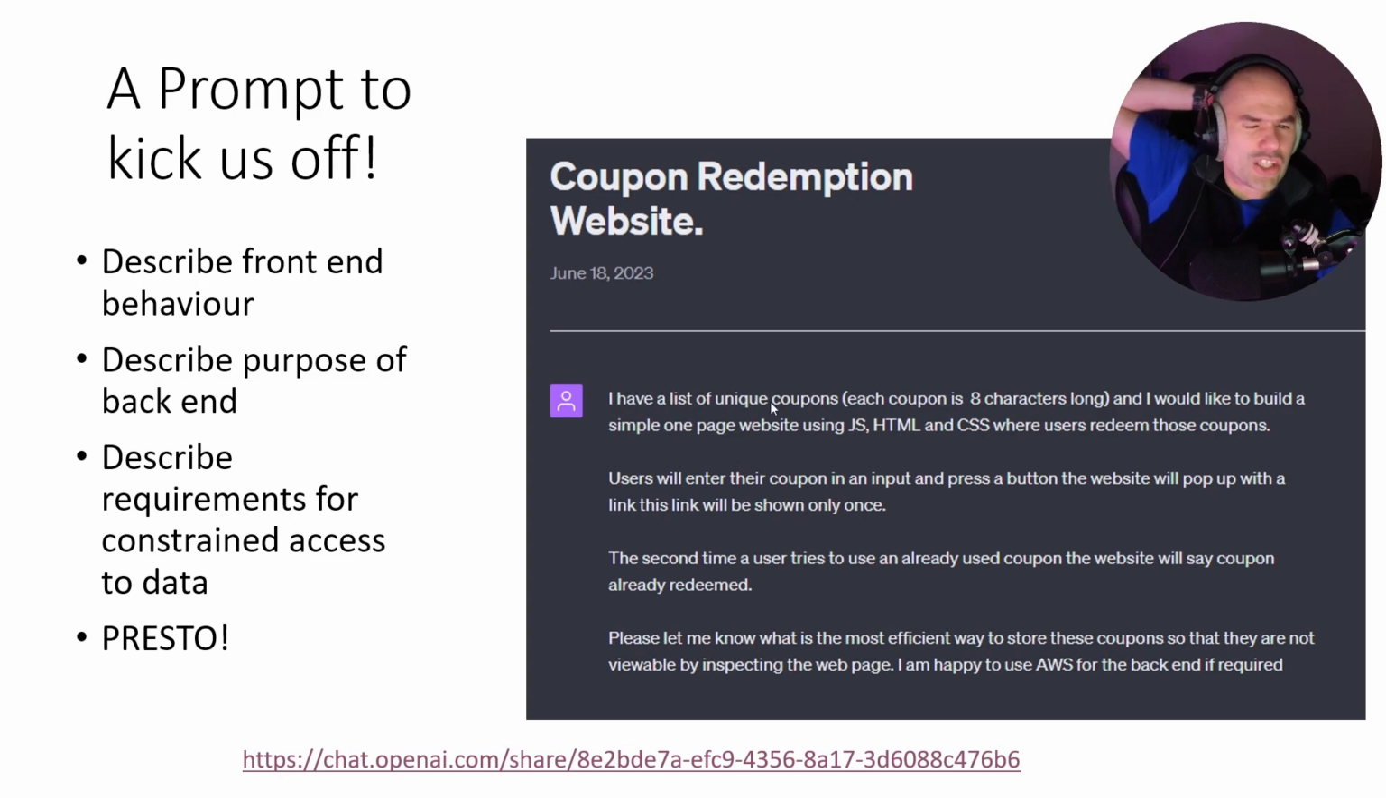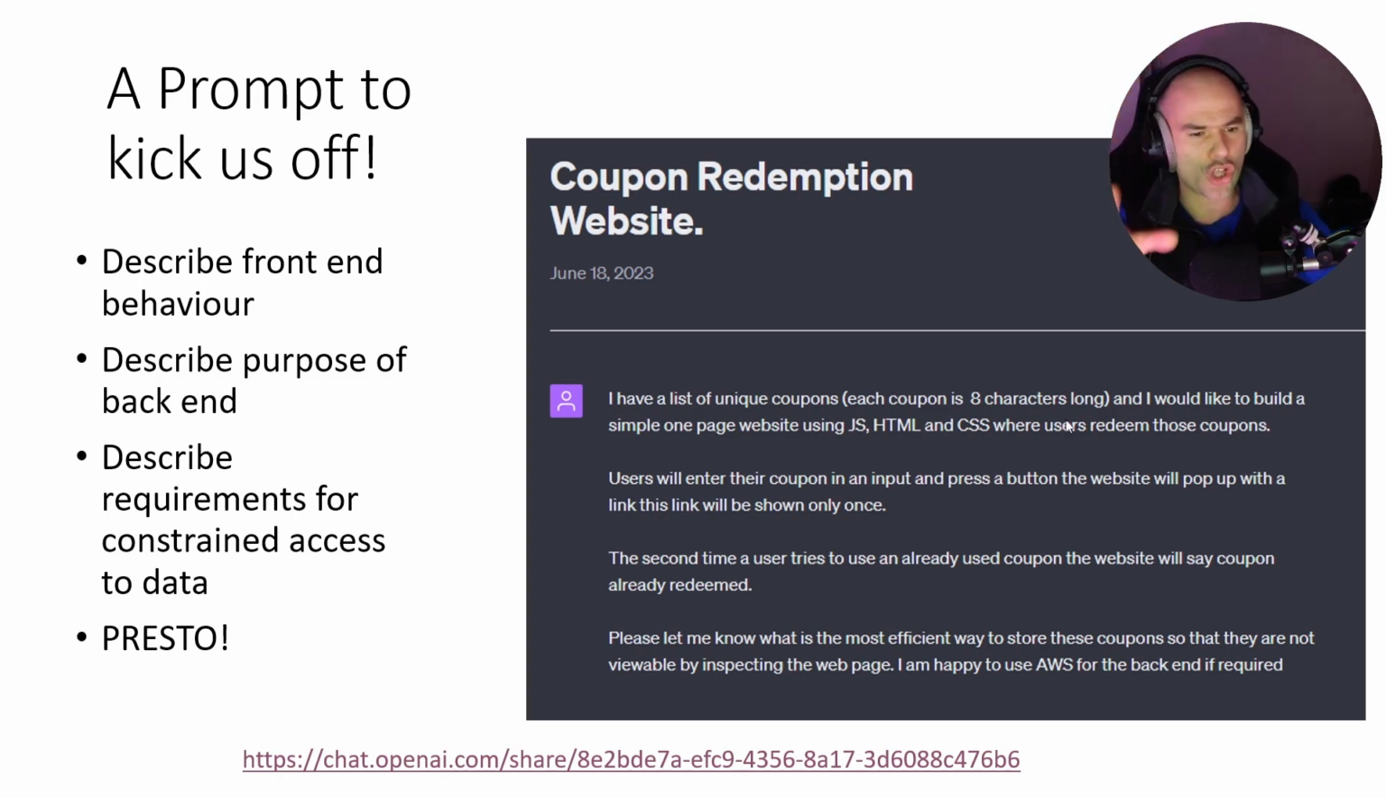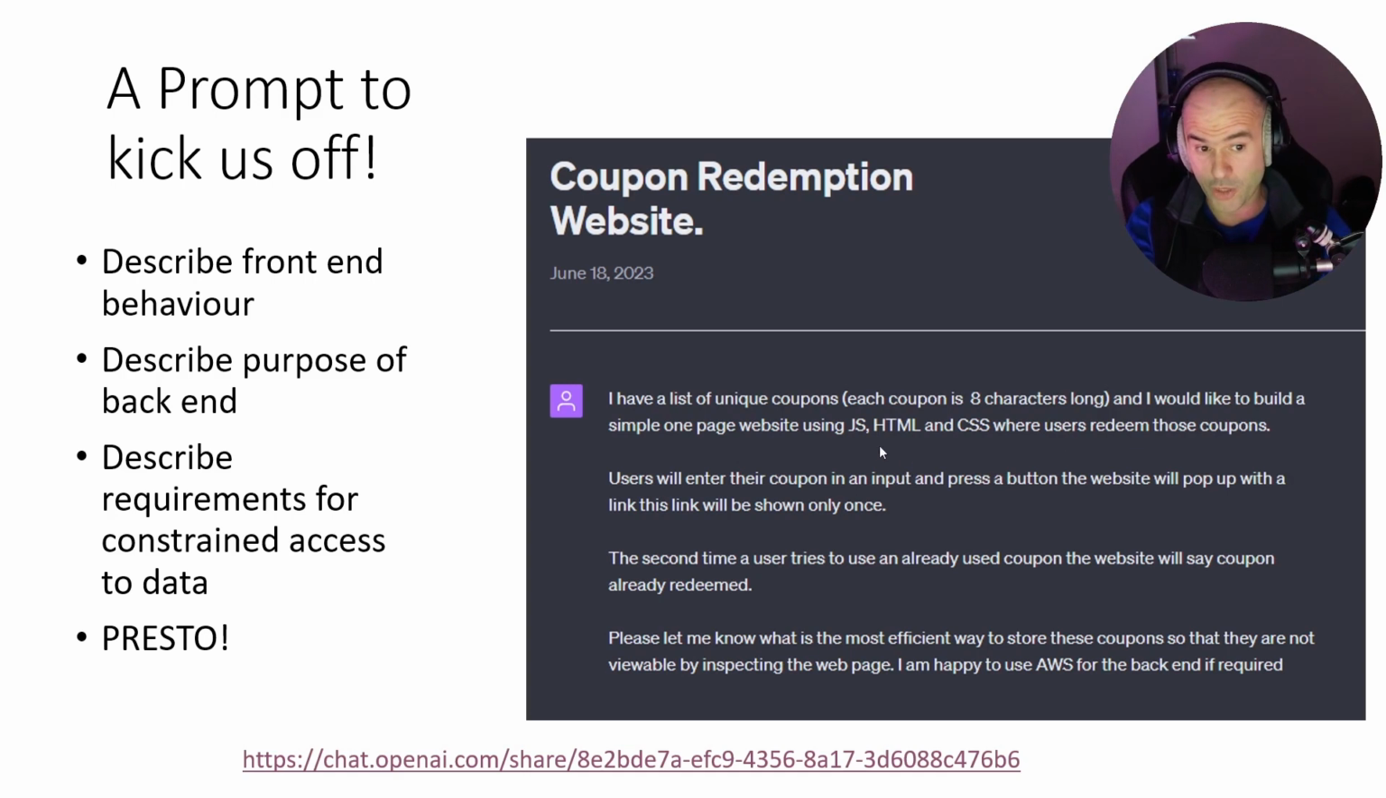So I said, I have a list of unique coupons. Each coupon is 8 characters long. I would like to build a simple one-page website using these tools. Users will enter their coupon in an input, press a button. The website will pop up with this link that will be shown only once. The second time a user tries to use an already used coupon, the website will say coupon already redeemed. So finally I say, please let me know what is the most efficient way to store these coupons so they're not viewable by inspecting the page. You don't want to right-click inspect and just get access. I'm happy to use AWS for backend if required.